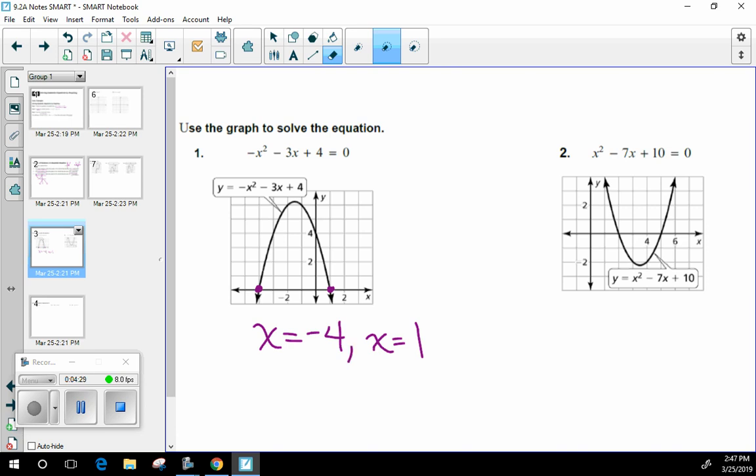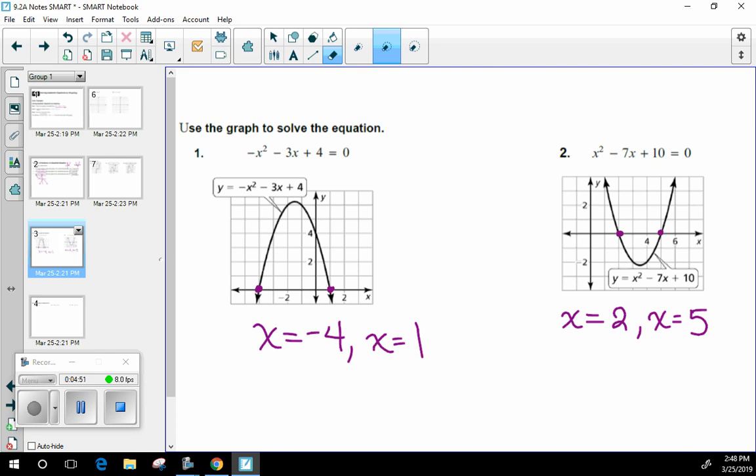How many solutions does number 2 have? Also 2, right? It intercepts the x-axis twice. Where do those solutions appear to be? At x equals 2 and x equals 5. Yes, folks, it is that simple. That's it. Okay? Now, of course, these are nice because they provided the graph for us, right?